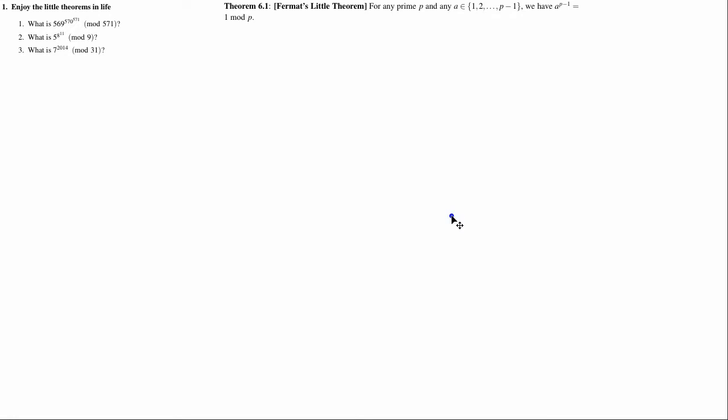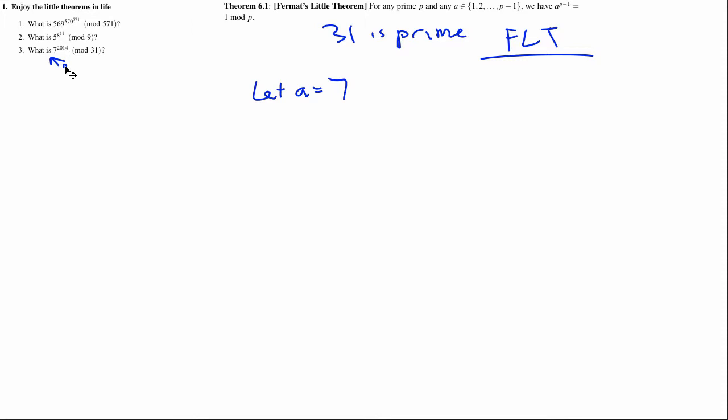So now this is part 3. We see that 31 is prime, so we can use the FLT. Let's celebrate right now, yeah! But our work is not done yet. So we can just choose a random number A. This A equals 7 will help us most here. And P is, of course, 31.